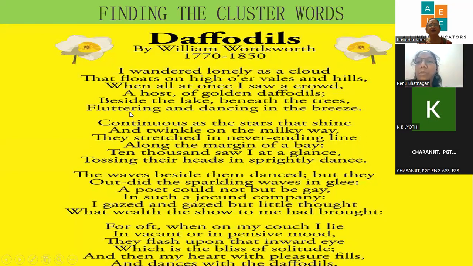Which are the verbs telling us about the movement? Fluttering and dancing. Continuous, yes. Tossing. So as the stars that shine and twinkle on the Milky Way. Okay, so where are they? How many did the poet see? 10,000. 10,000 at a glance, yes. And tossing their heads in sprightly dance.